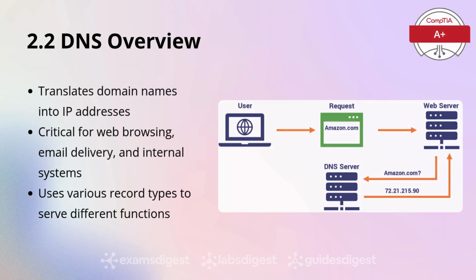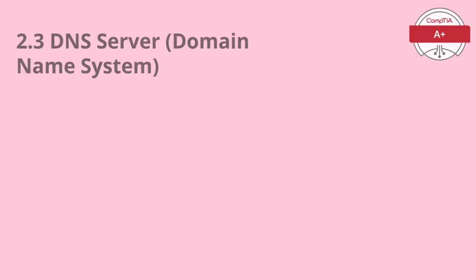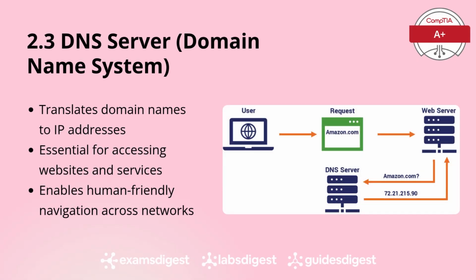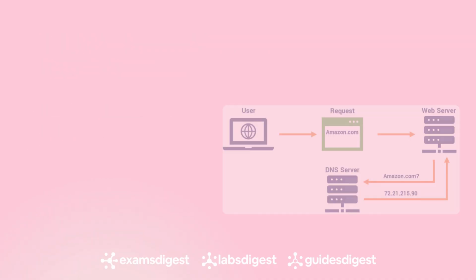Let's start with DNS, or Domain Name System. You've probably heard of it as the phone book of the internet. It takes domain names like www.amazon.com and translates them into IP addresses that computers can use to connect with each other. But DNS isn't just one giant list. It's made up of different record types, and each serves a specific purpose.